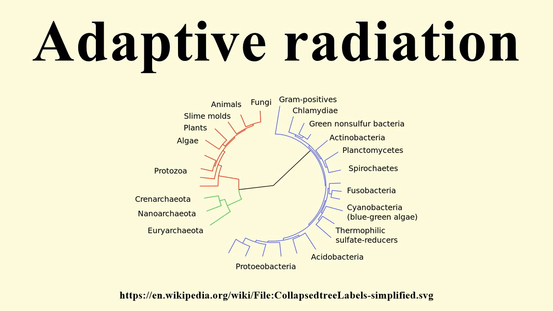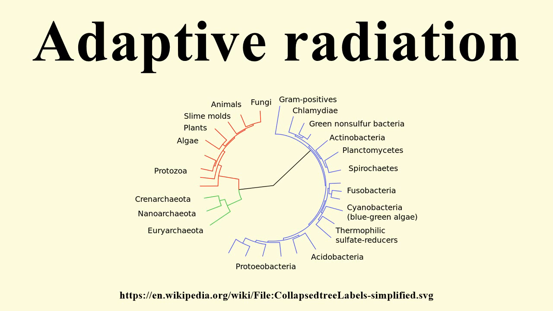The trait arose a number of times in different groups during the Cenozoic, and in each instance was immediately followed by an adaptive radiation. Similarly, the evolution of flight opened new avenues for evolution to explore, initiating an adaptive radiation. Other examples include placental gestation or bipedal locomotion.